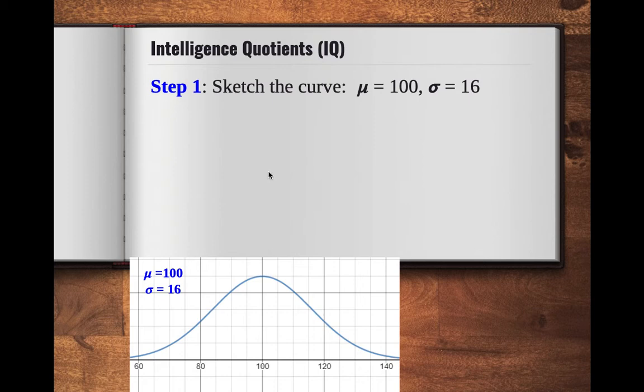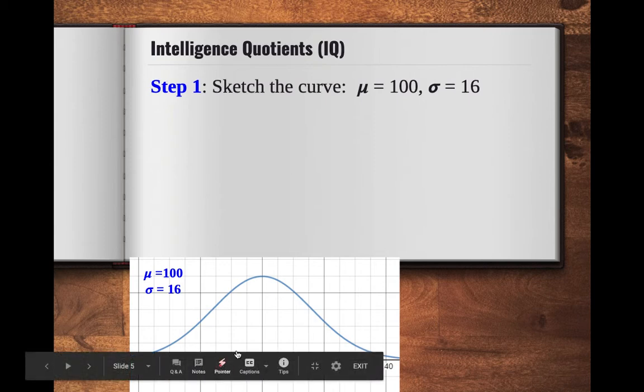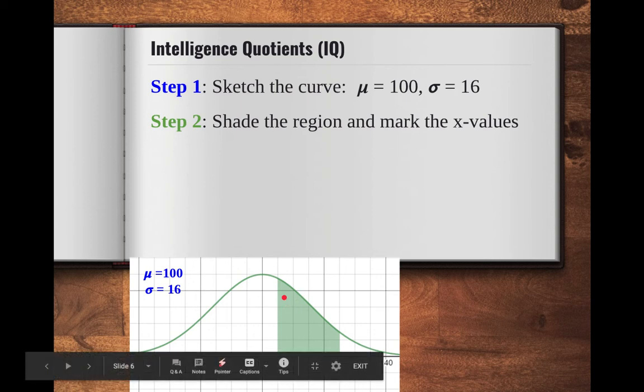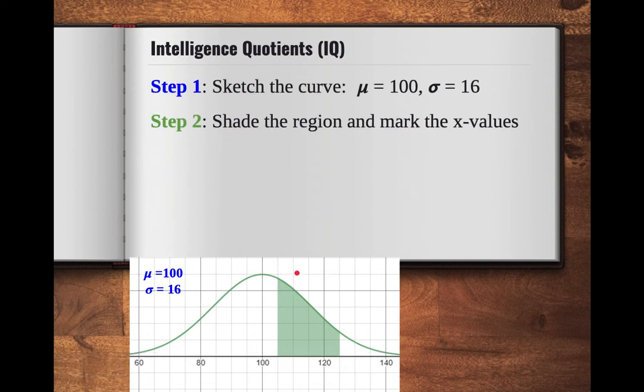Sketch the curve. Mu equals 100, sigma equals 16, and there's our curve. Let's get our pointer up here. So we shade the region. We're going from 105 to 125. So we shaded this.